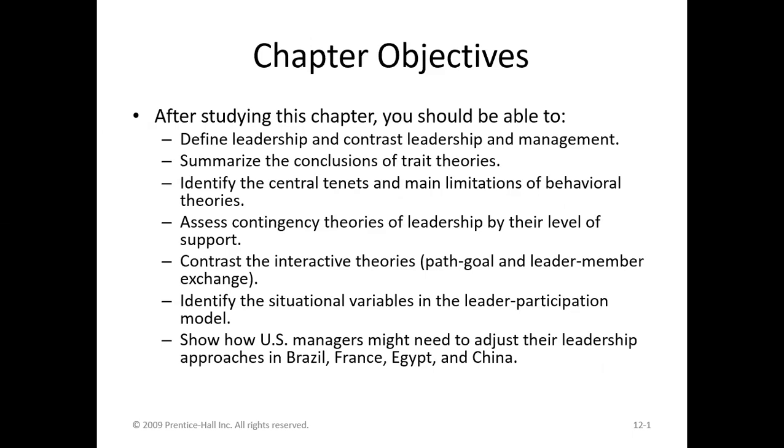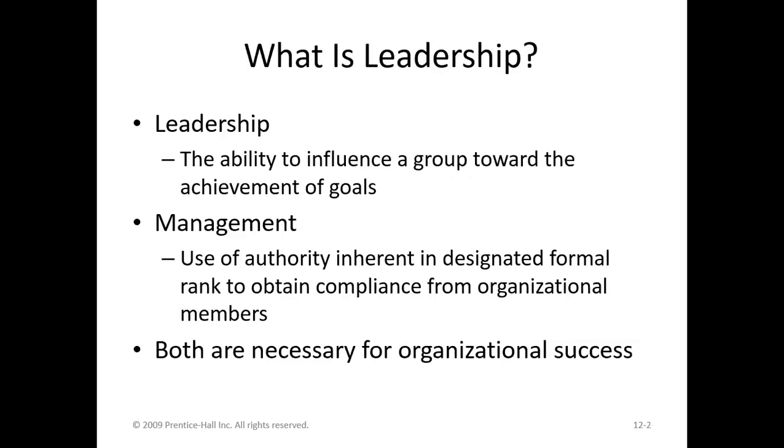The chapter objectives are to define leadership and contrast leadership and management, summarize the conclusions of trait theories, identify the central tenets and main limitations of the behavioral theories and contingency theories, contrast the interactive theories, identify the situational variables in the leader-participation model, and show how US managers might need to adjust their leadership approaches in Brazil, France, Egypt, and China. So the simple thing is first to understand leadership.